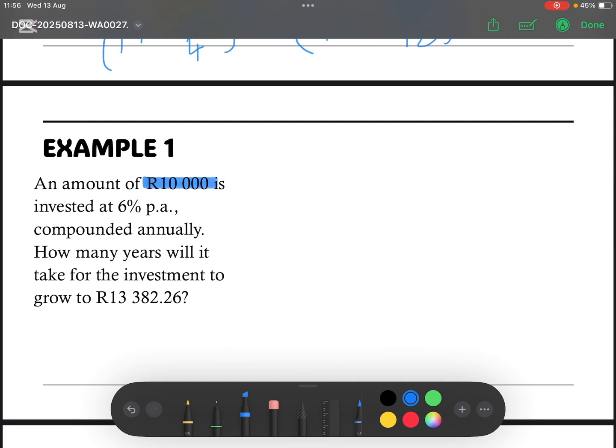In this case, an amount of 10,000 rand is invested at 6% per annum, and it's compounded annually, right? So now we want to know how many years will it take for the investment to grow to 13,382.26. So now we're going to use the compound interest formula.